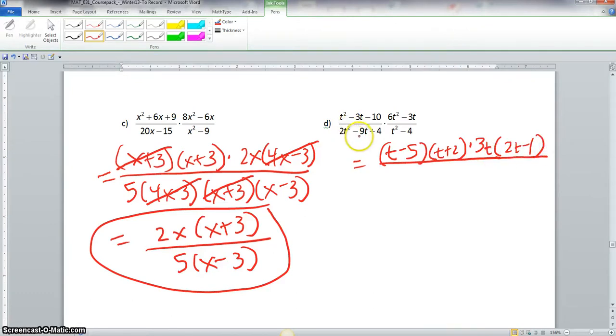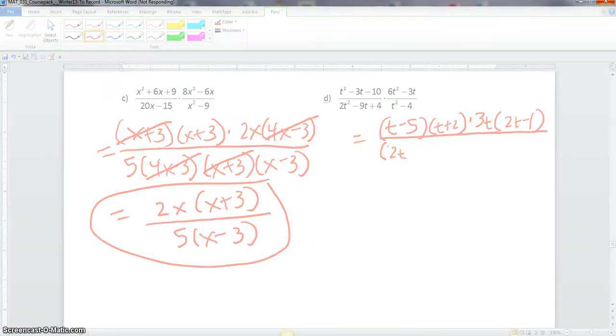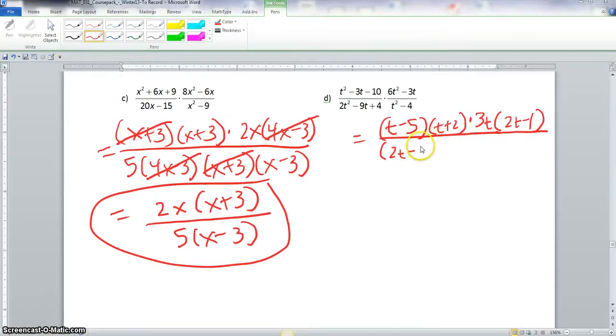Now in our denominator, 2t squared minus 9t plus 4. So we will have 2t minus 1. Okay, we have 2t minus 1. And also we will have t minus 4. That would take care of this first polynomial. And then this here, this is the difference of two squares, which is t minus 2, and also t plus 2.